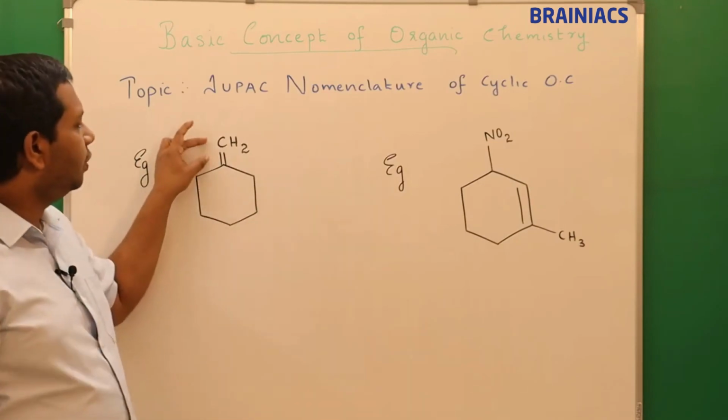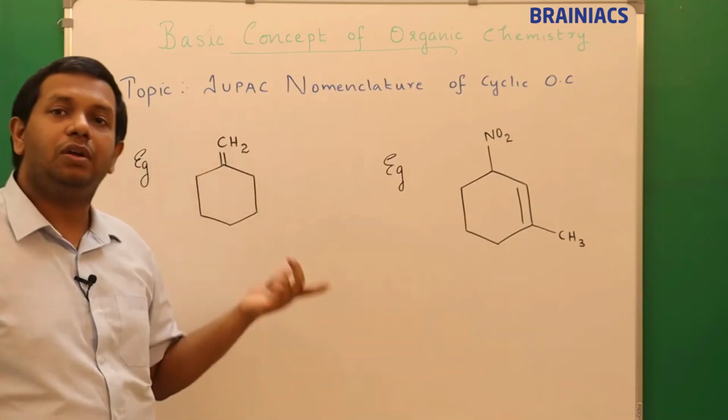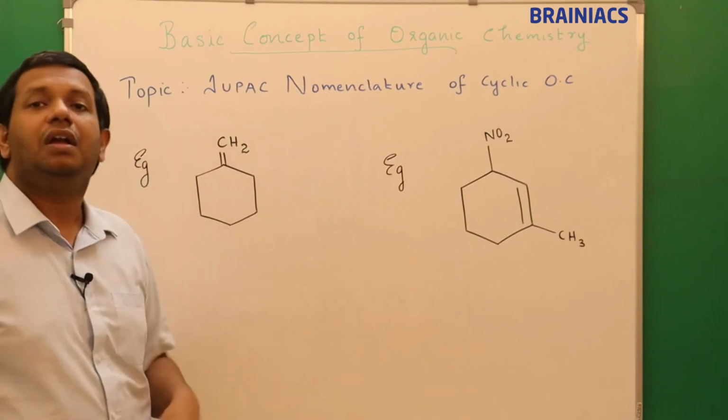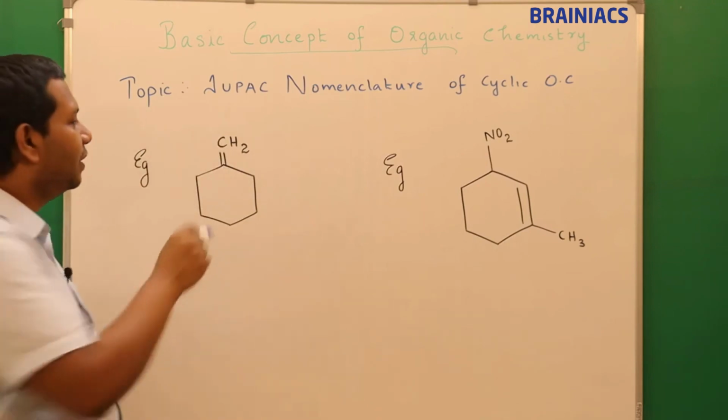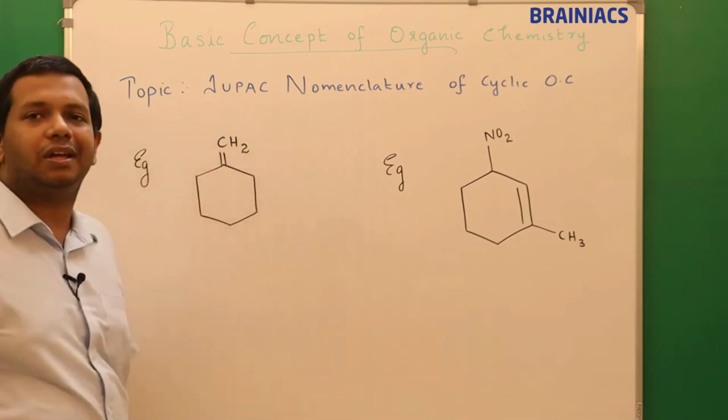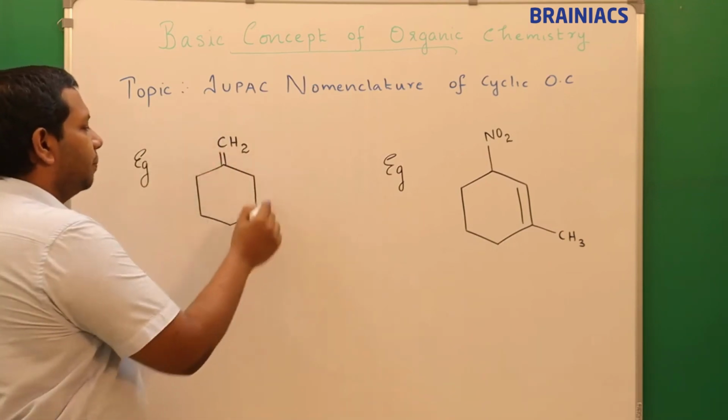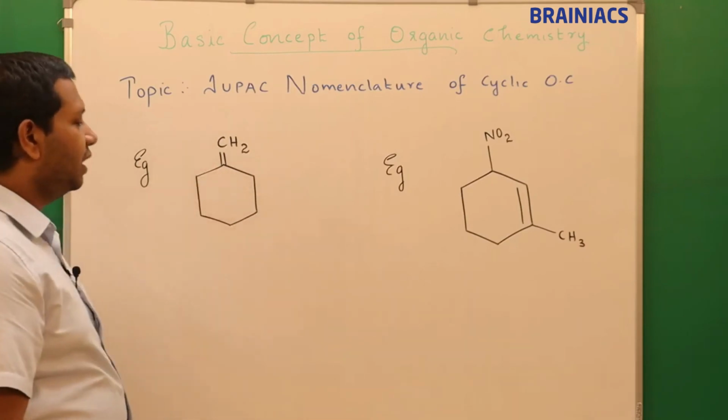But here the double bond is present with the side chain, then why are you not taking the side chain as the parent? The reason is there is only one carbon atom there. If there is only one carbon atom, we cannot make that the parent chain. So in that case we take this as the parent chain.